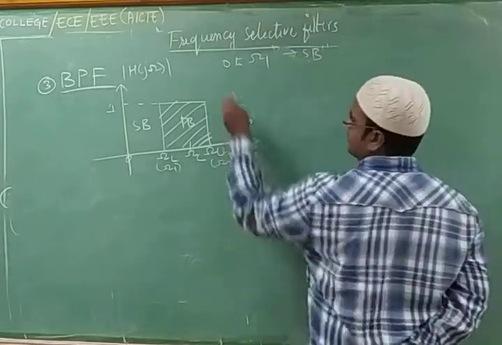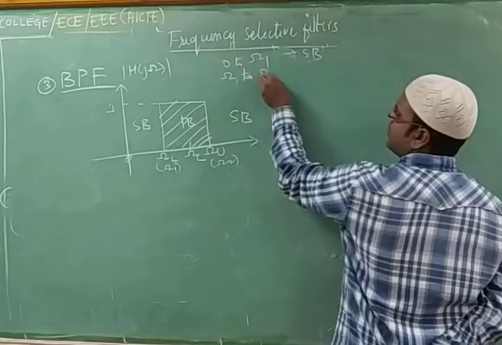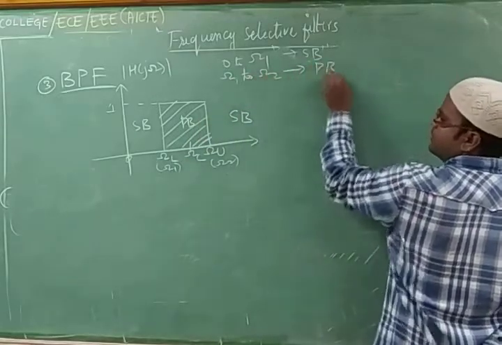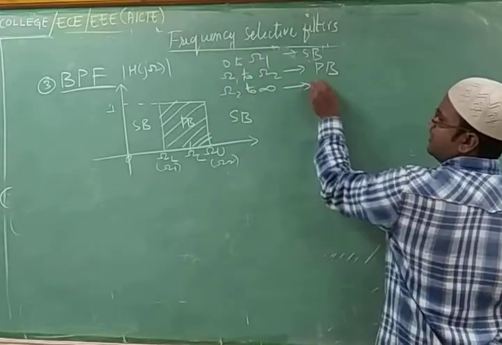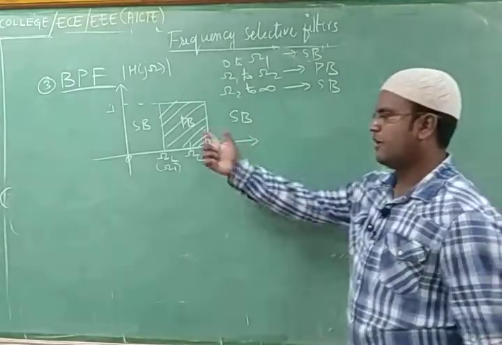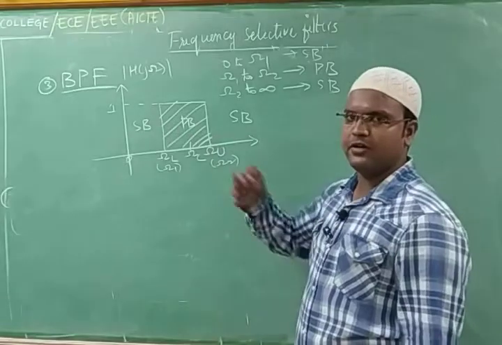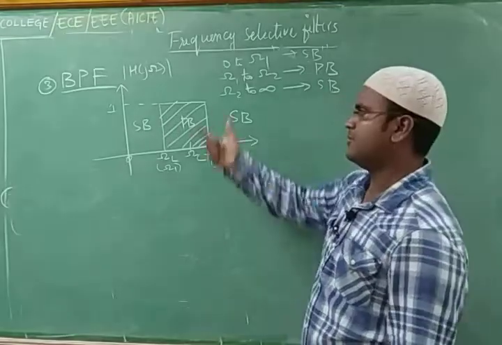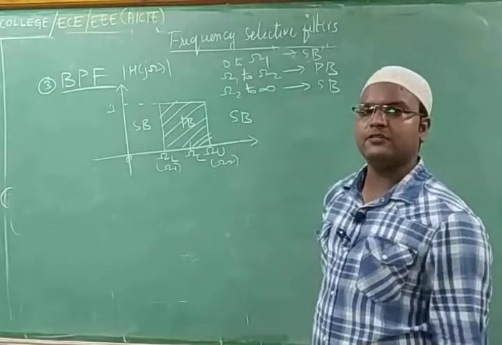Again, from omega 1 to omega 2, which band is it in? Pass band. Then omega 2 to infinity, which band is it in? Again it is in the stop band. So what is the conclusion? It has 2 stop bands and 1 pass band. It allows only this much band, and after that it will reject. So what is the name of this type of filter? It is nothing but a band pass filter.